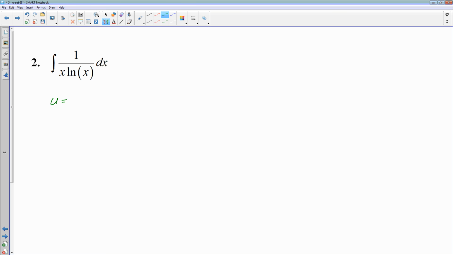So if I tried u equals x ln x, when I do the derivative of that, that's a product rule. So du would be the derivative of x, which is 1, times ln x, plus x times the derivative of ln x. And that derivative ends up being ln x plus 1 when you simplify. And I don't have ln x plus 1 anywhere. So again, my u choice failed on this problem. So I'm going to try something different.